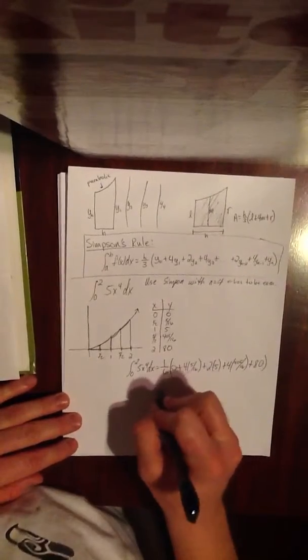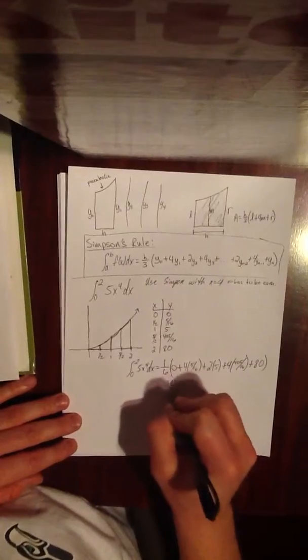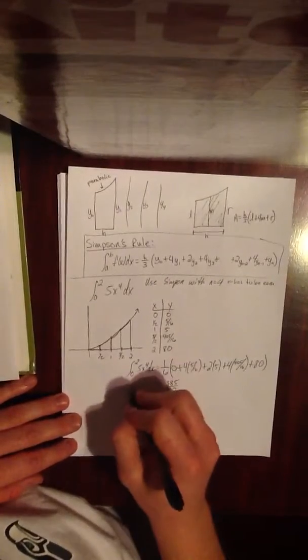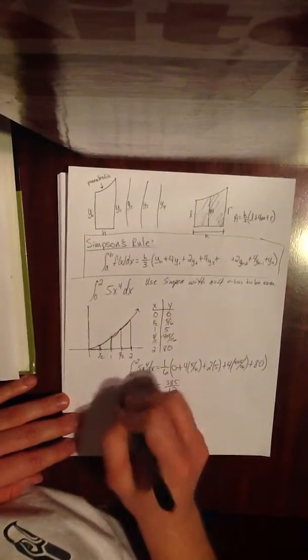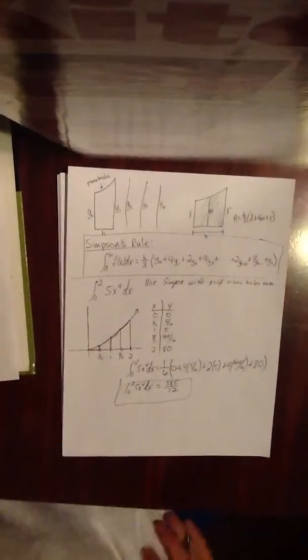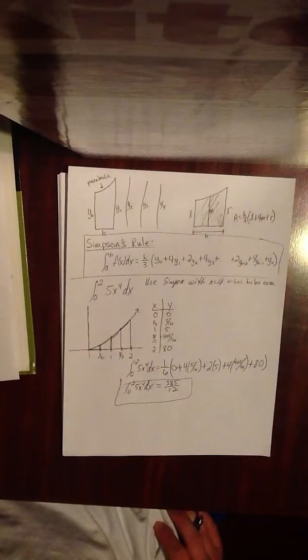That's all you gotta do. Plug that into your calculator, and you should get 385/12 is your answer. So that's just another way of doing a Riemann sum. You'll have to do a few of those on your homework. Just basically using a formula. Plug and chug. Easy deal. Alright.